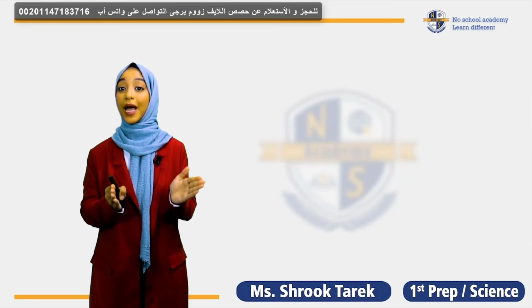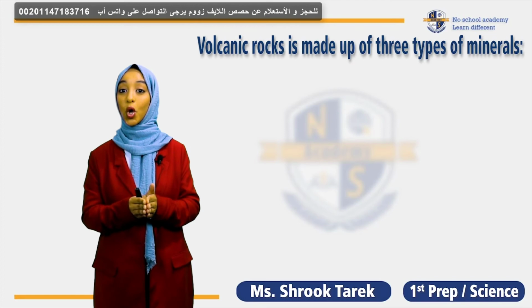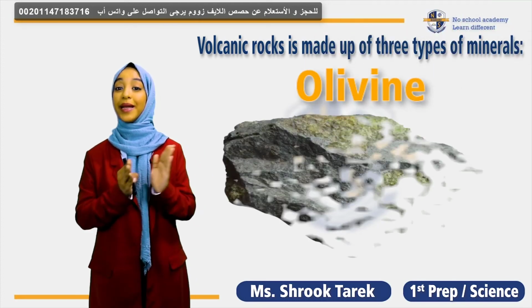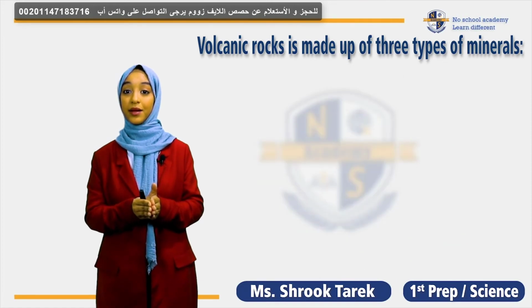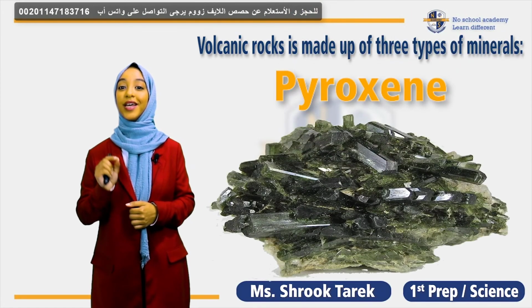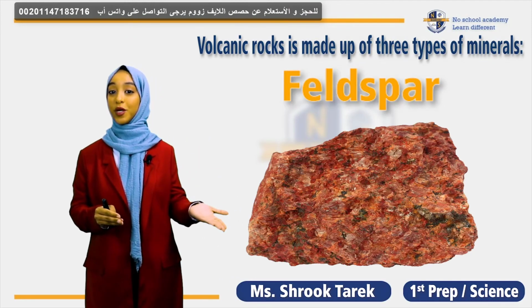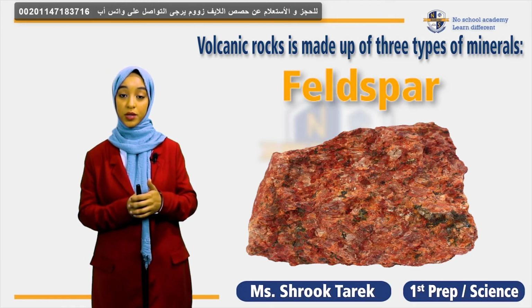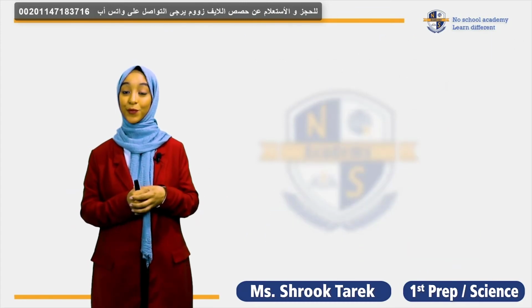طيب برضو كمان ال volcanic rocks is made up of 3 types of minerals. We have something called olivine وصورتها باينة عندكم في الصورة هنا. تاني حاجة عندنا pyroxene and finally feldspar. يبقى feldspar is common in plutonic and volcanic rocks. يعني in granite and basalt rocks.